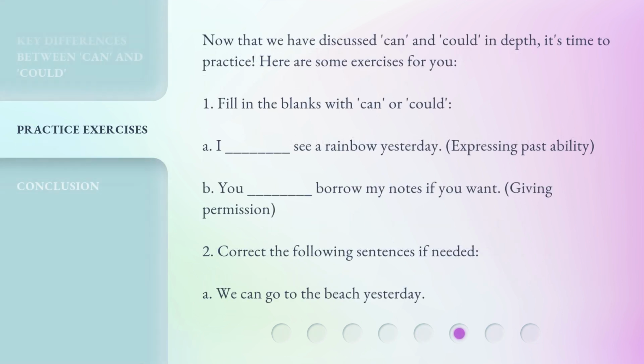Now that we have discussed can and could in depth, it's time to practice. Here are some exercises for you. 1. Fill in the blanks with can or could. A. I blank see a rainbow yesterday, expressing past ability. B. You blank borrow my notes if you want, giving permission.